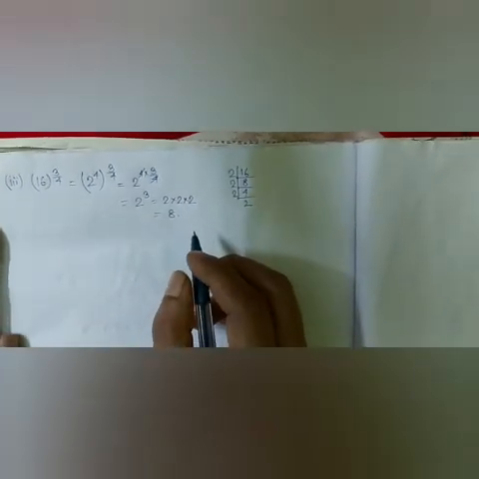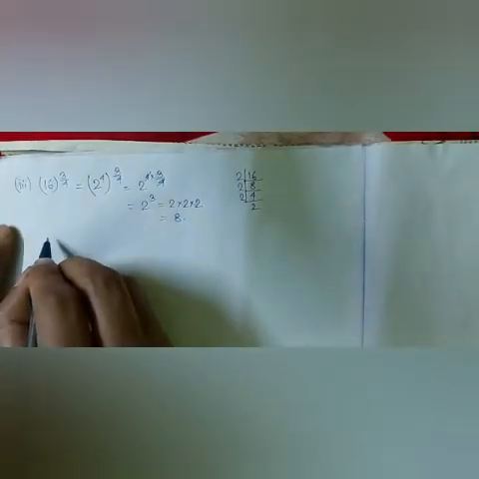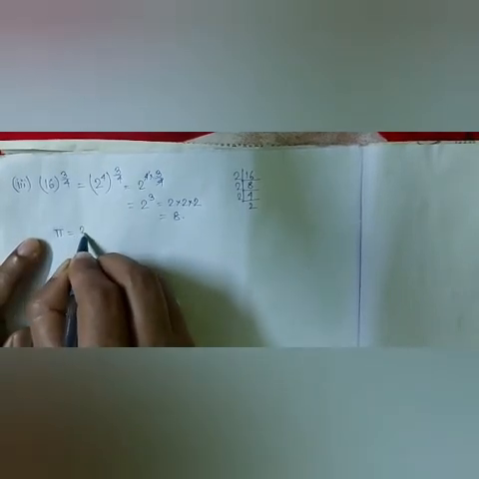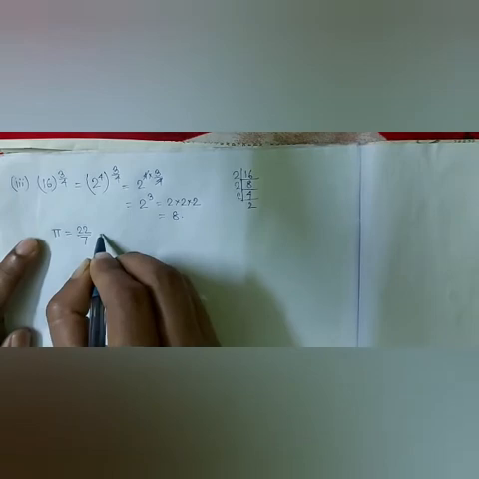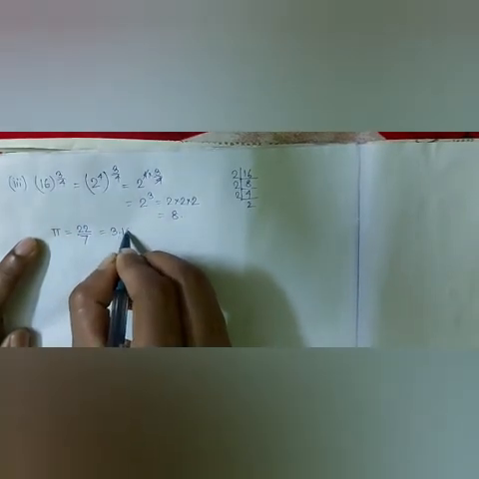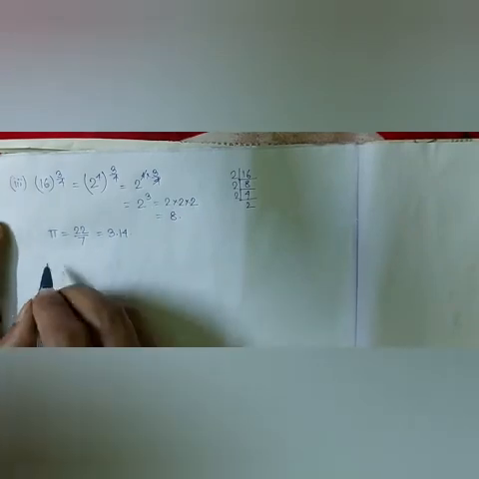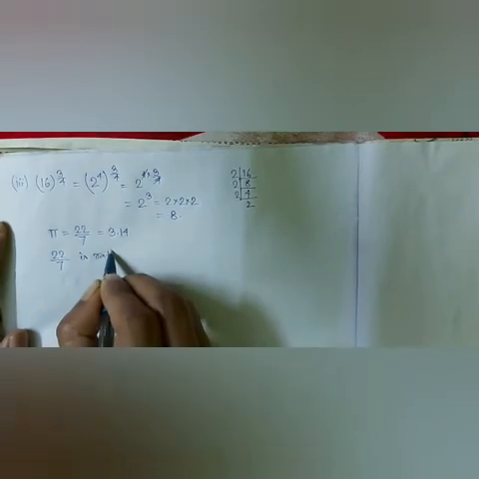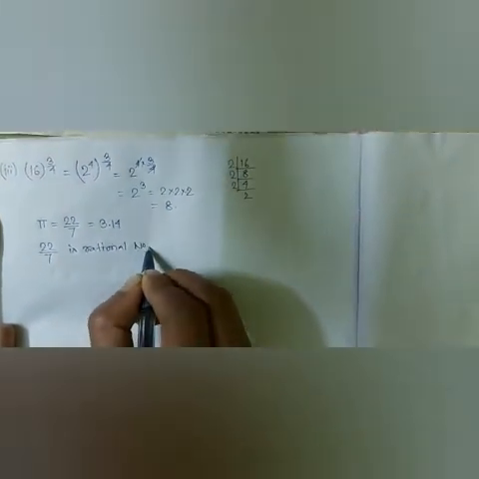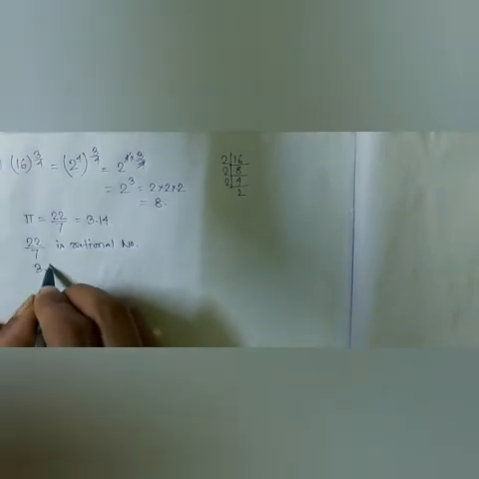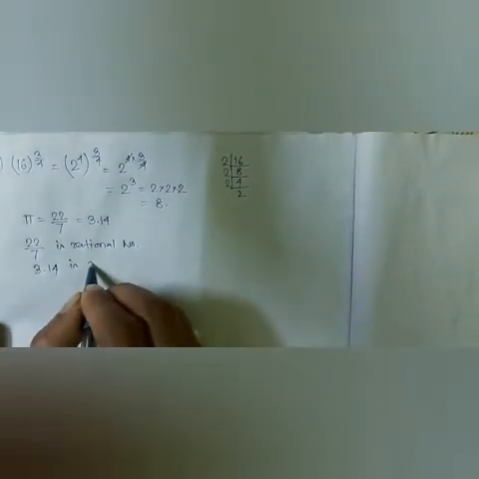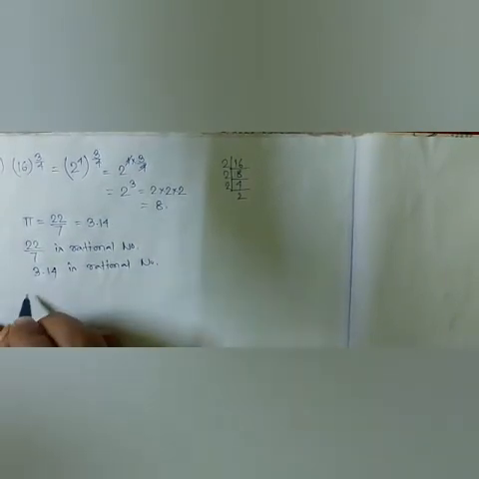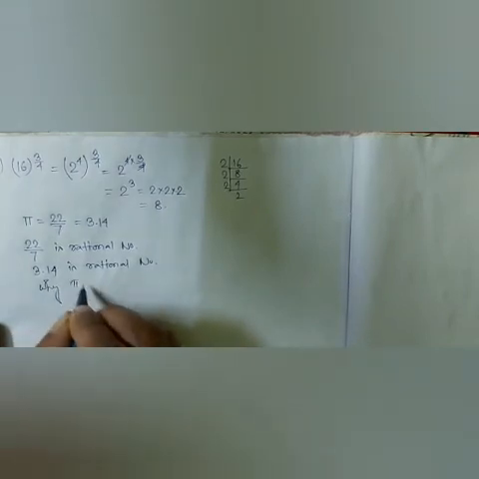Okay, now one question: what is the value of pi? The value of pi is 22 by 7, or it can be represented as 3.14. Now 22 by 7 is a rational number, and 3.14 is also a rational number. Then why is pi an irrational number?